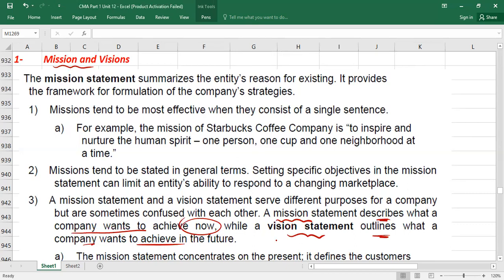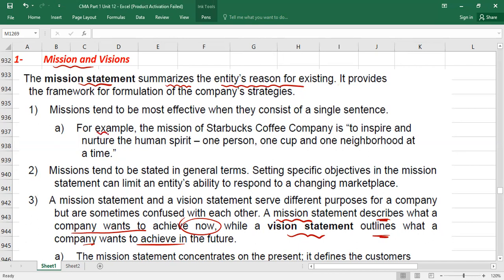But in general, these are long term, right? So a mission statement, you can define this way also. If you Google any company, on their website they have a mission statement. The mission statement summarizes the entity's reasons for existing, like why they exist, right? Most of the time a mission statement could be one sentence, 1 or 2 lines only, so then it will be most effective.